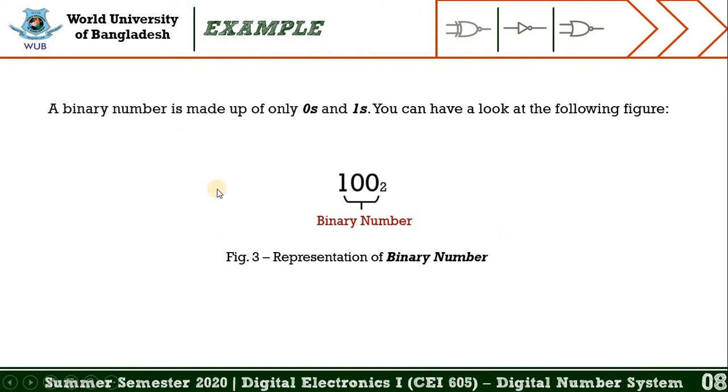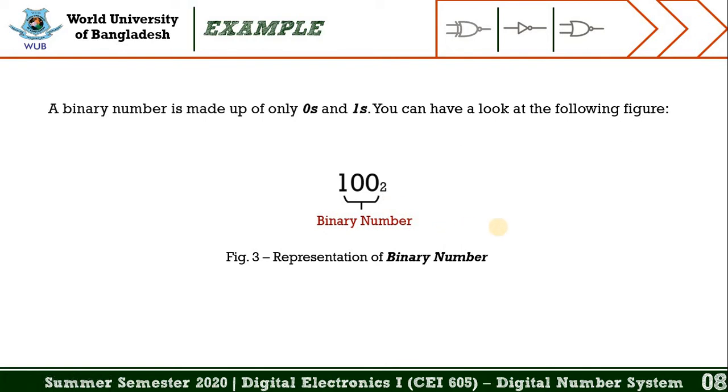From this slide, we may learn an example of a binary number. A binary number is made up of only zeros and ones. If you look at the following figure, you may notice that this number consists of only two digits, one is 0 and the other is 1, and here 2 represents the base. Since it's a binary number, we use 2 as the base.